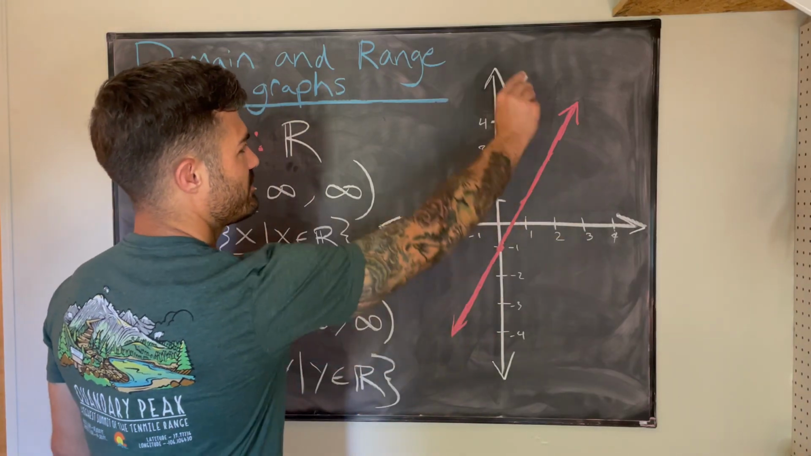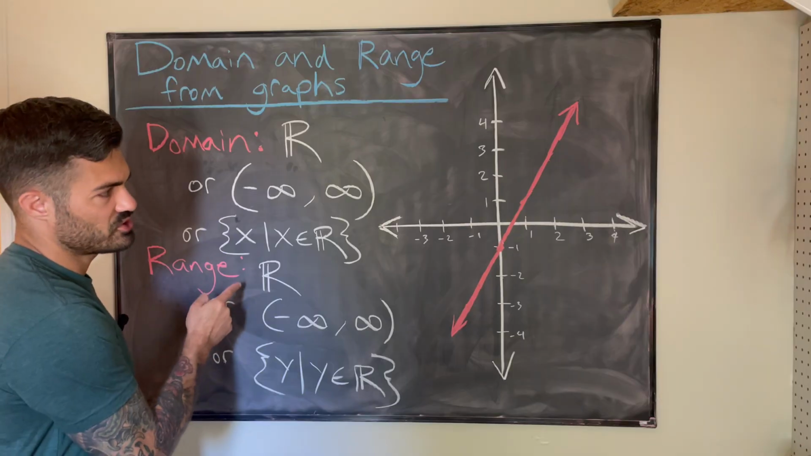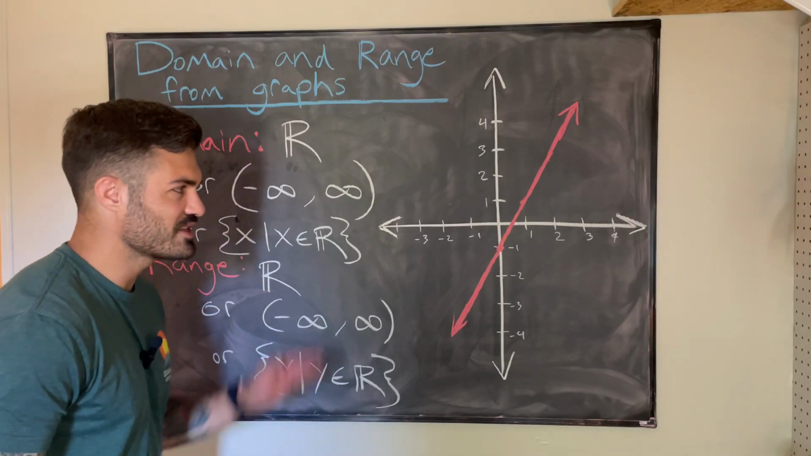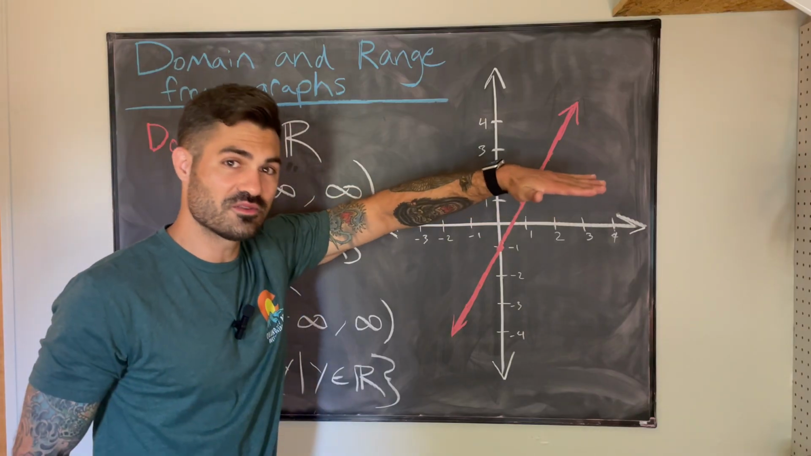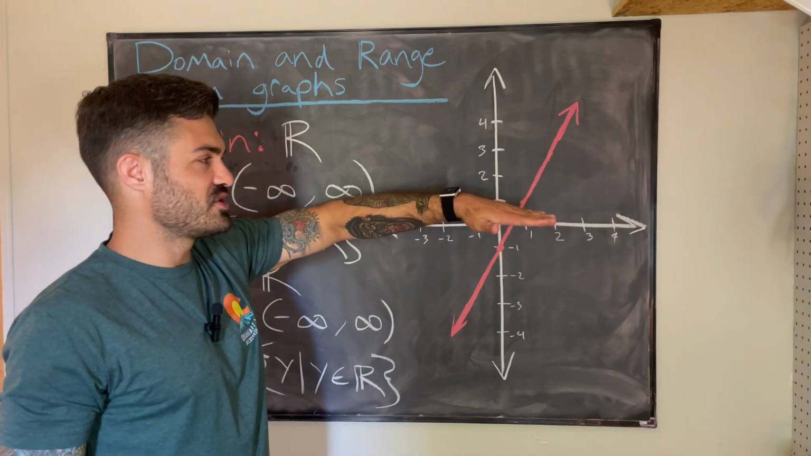Every single x value is going to be represented as an x coordinate. Range, this is almost true. There's only one example where the range isn't the set of real numbers, and that's a horizontal line. A horizontal line is a function, and it's technically a linear function. mx plus b, it's just that m is 0.